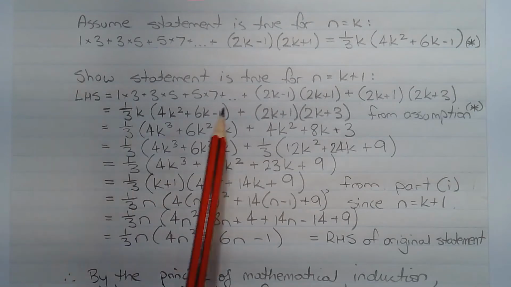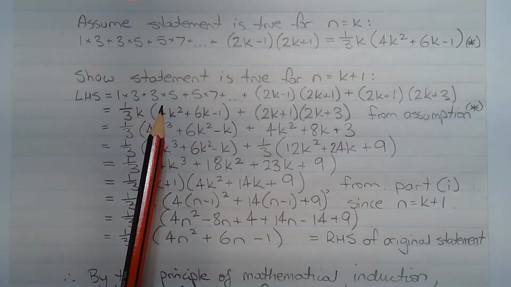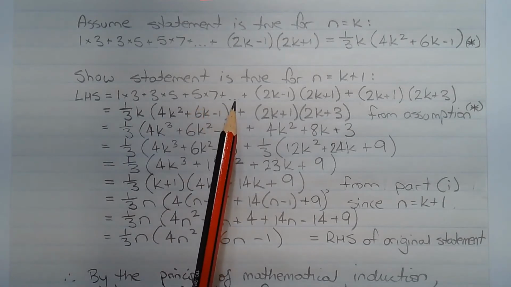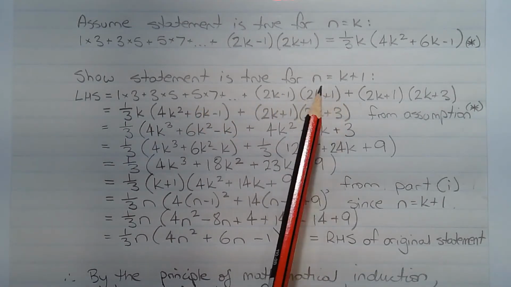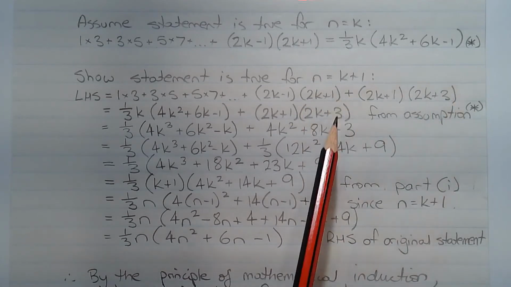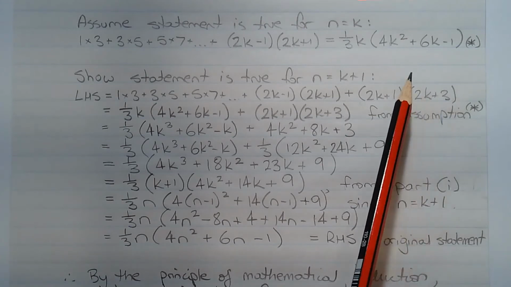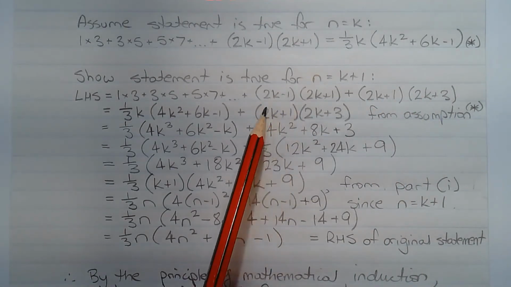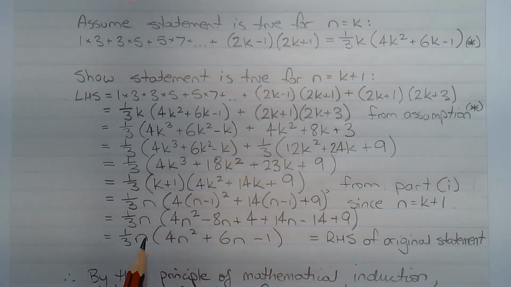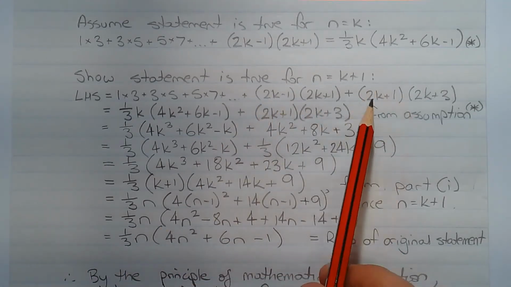Now, from the left-hand side of the assumption, left-hand side equals 1 times 3 plus 3 times 5 plus 5 times 7 plus ... plus 2k minus 1 multiplied by 2k plus 1 plus the next term along, which is 2k plus 1 multiplied by 2k plus 3. And we obtain that by replacing k with k plus 1, so putting that in brackets, then expanding that, you get 2k plus 2 minus 1, and that's where we get the 2k plus 1 from.